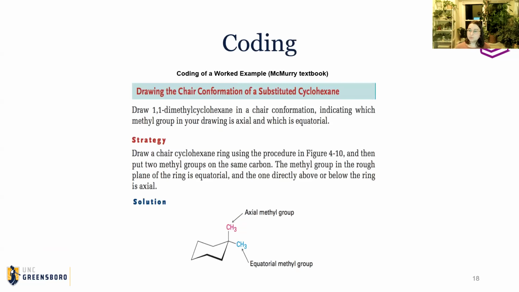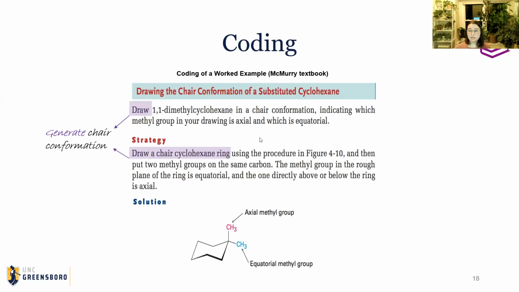And how did we code this? In this worked example, they're asking students to learn to draw the chair conformation of a substituted cyclohexane. And so they're giving students an IUPAC name, and students are asked to draw a corresponding chair conformation.